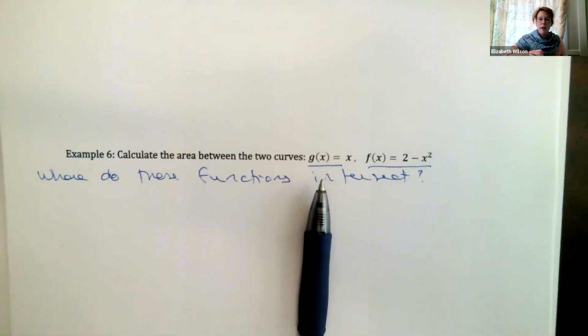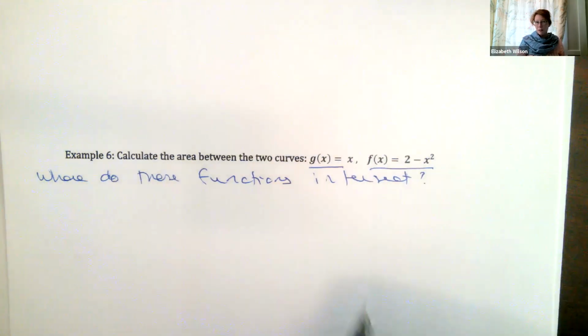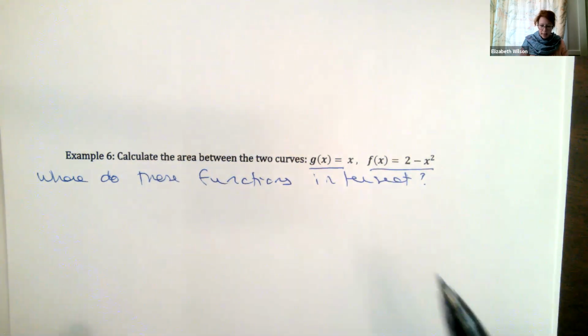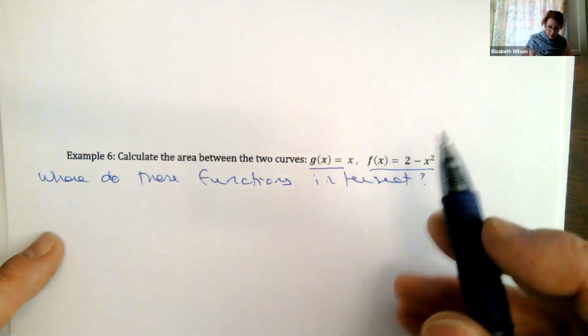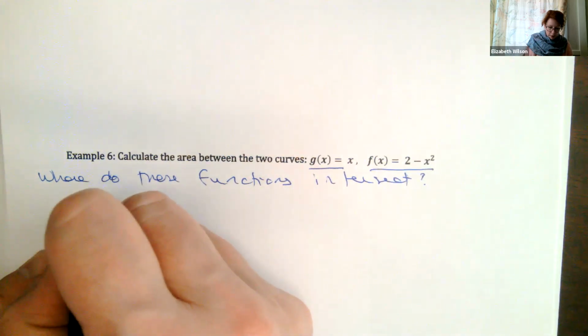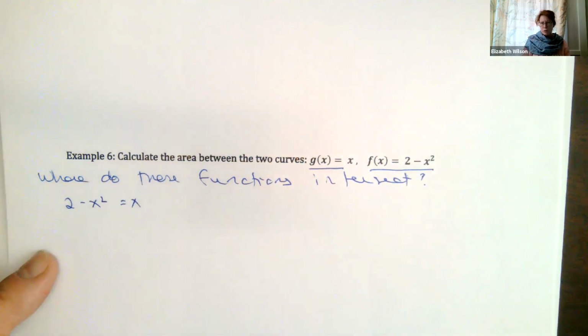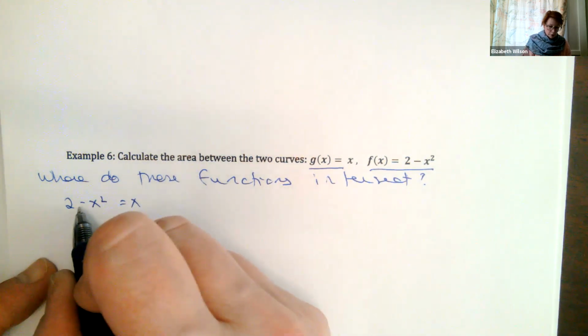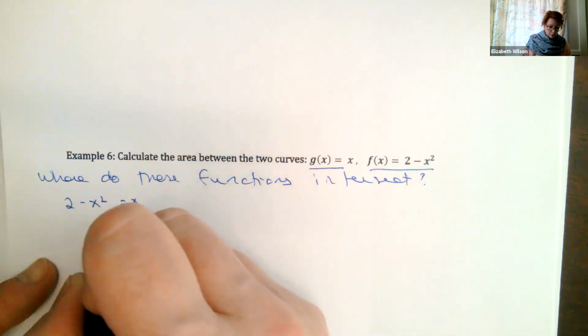If you do use your graphing calculator for this, make sure you write down that you used your graphing calculator, but you want to at least set up these equations, right? Where I'm going to set them equal to each other. 2 minus x squared equals x. This is just quadratic, so I can actually just solve it, right? So I'm going to bring over my x squared. I'm going to bring over the 2.